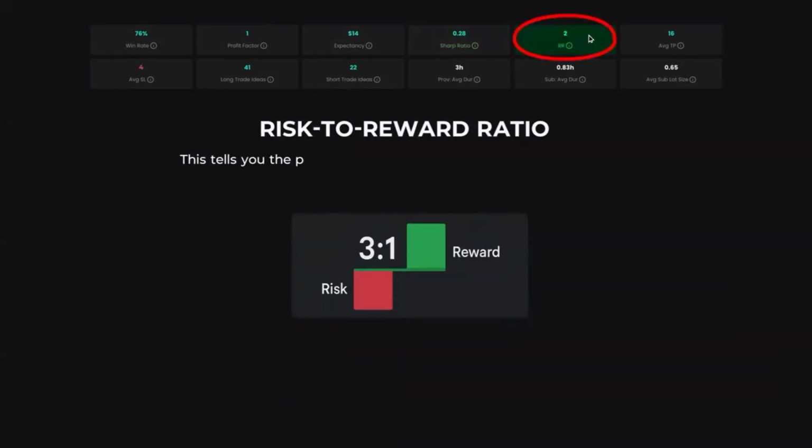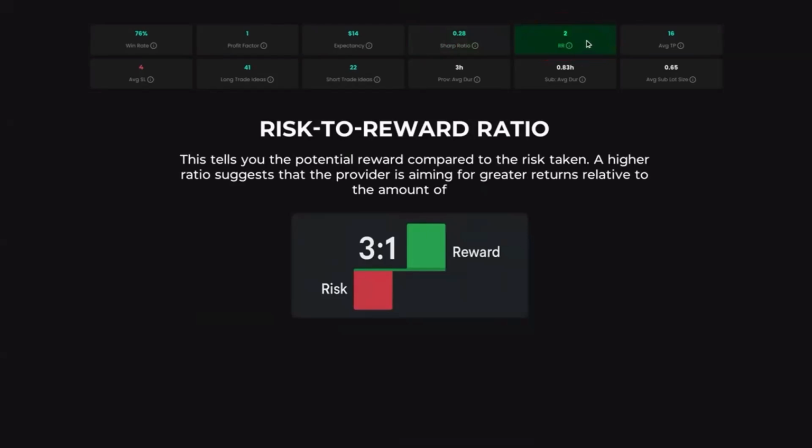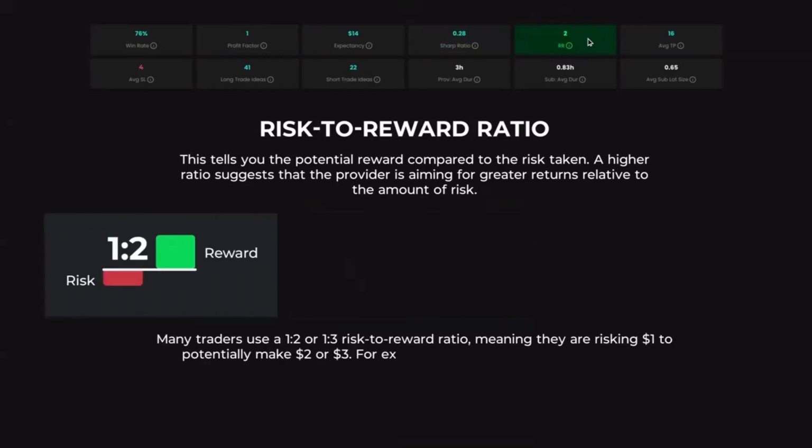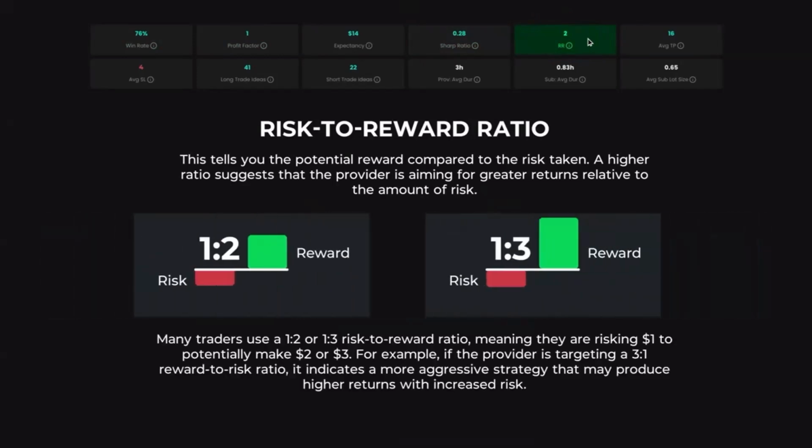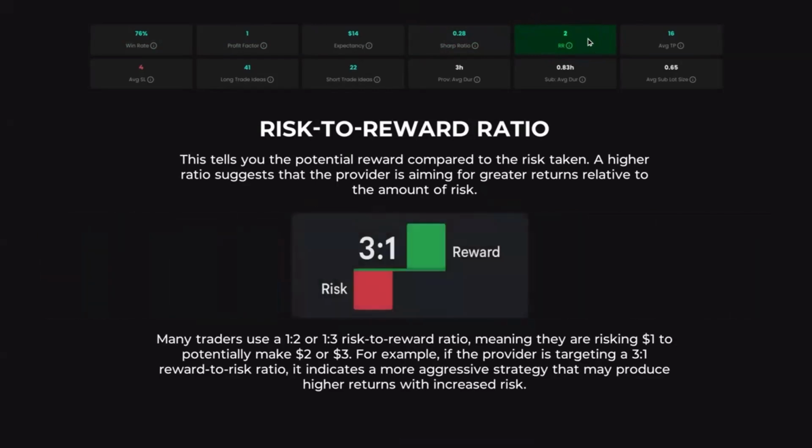Risk-to-reward ratio. This tells you the potential reward compared to the risk taken. A higher ratio suggests that the provider is aiming for greater returns relative to the amount of risk. Many traders use a 1 to 2 or 1 to 3 risk-to-reward ratio, meaning they are risking $1 to potentially make $2 or $3. For example, if the provider is targeting a 3 to 1 reward-to-risk ratio, it indicates a more aggressive strategy that may produce higher returns with increased risk.